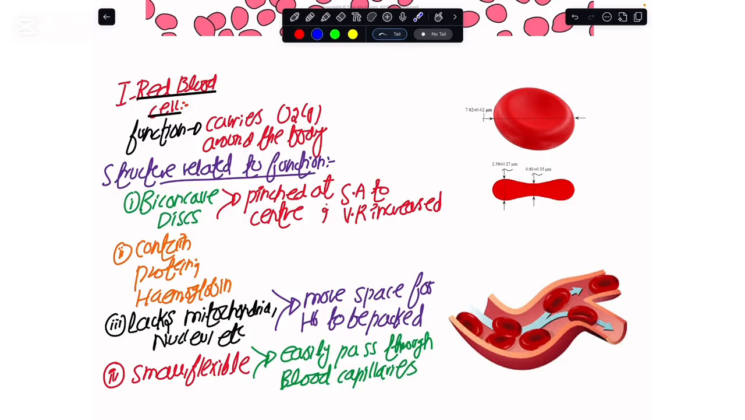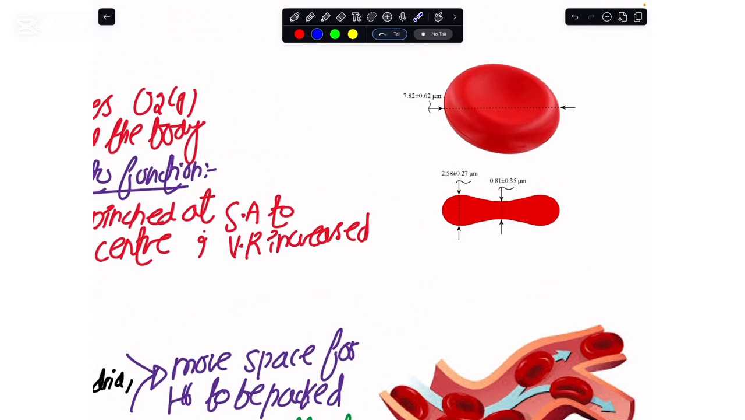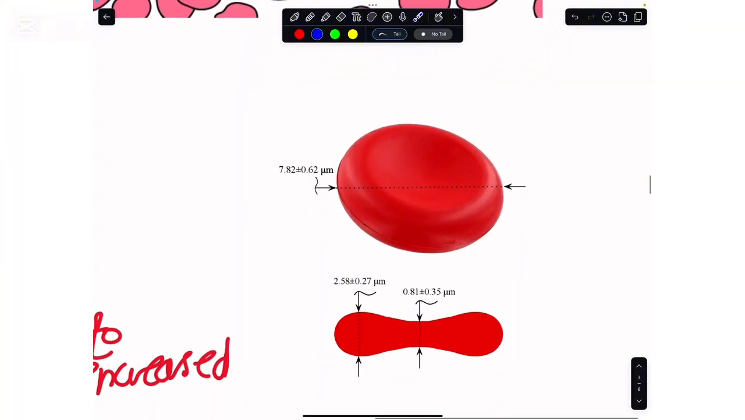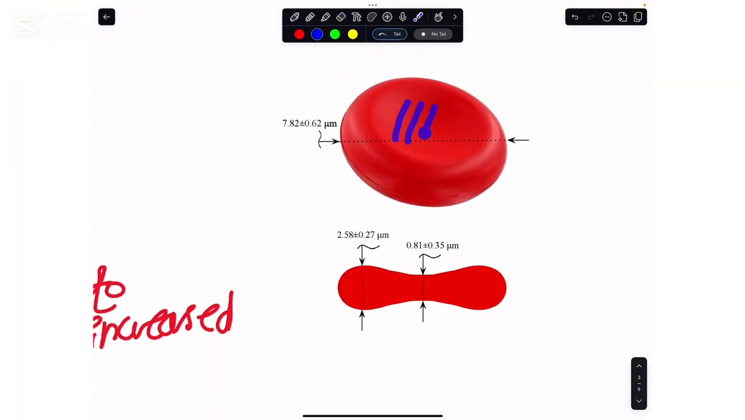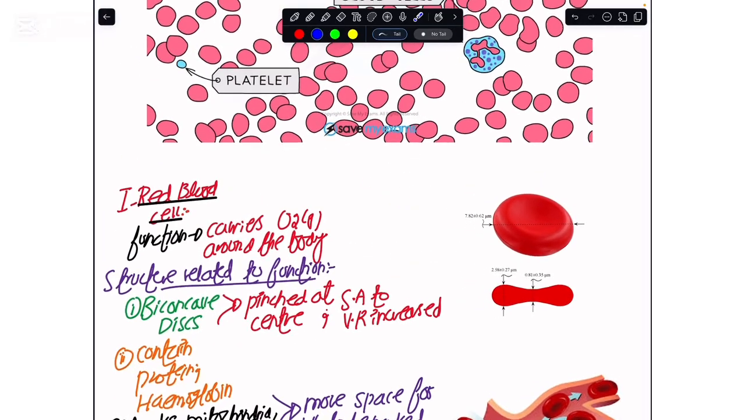Now, another thing that frequently comes up in your exam is: if the red blood cells are carrying oxygen from the lungs to the tissues of the body, how is their structure related to performing this function of delivering oxygen gas to the tissues of our body? The first point is that red blood cells are biconcave discs, by which we mean they are pinched at the center. When they are pinched at the center, their surface area to volume ratio increases, and they become very efficient at not only capturing oxygen gas from the alveoli of the lung, but also at delivering that oxygen gas to the tissues of my body.